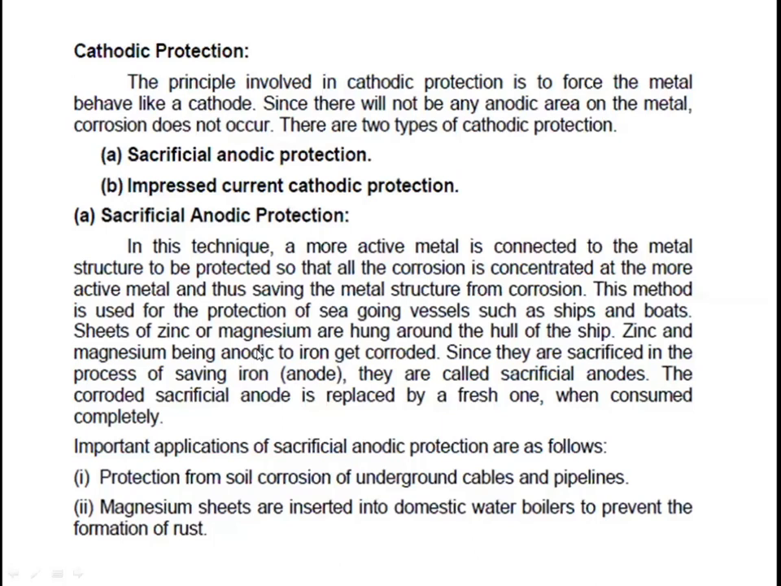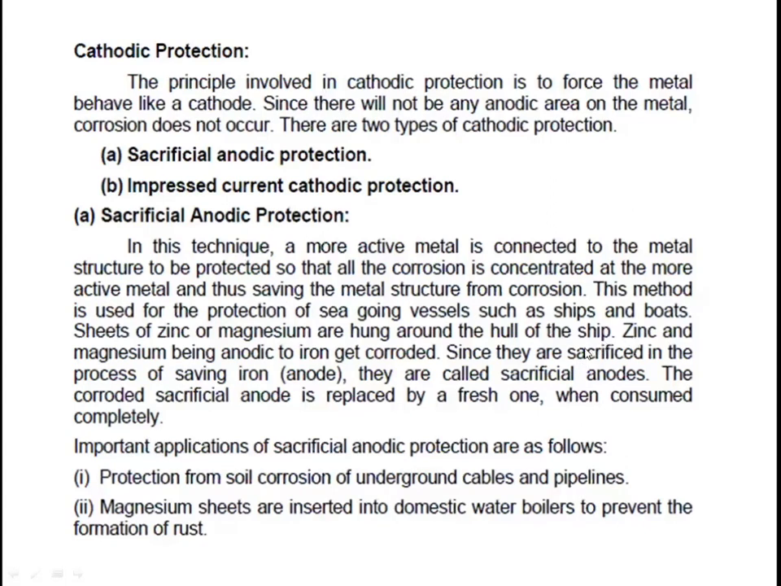For example, if we have to protect a pipeline, it can be protected by connecting a more active metal to that pipeline. The more active metal itself gets corroded slowly while the cathode is protected. The more active metal so employed is called the sacrificial anode. That is what the sacrificial anodic method is.